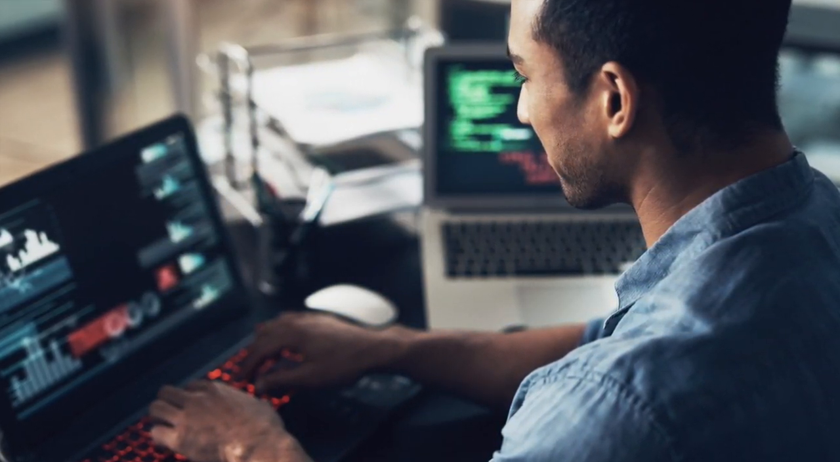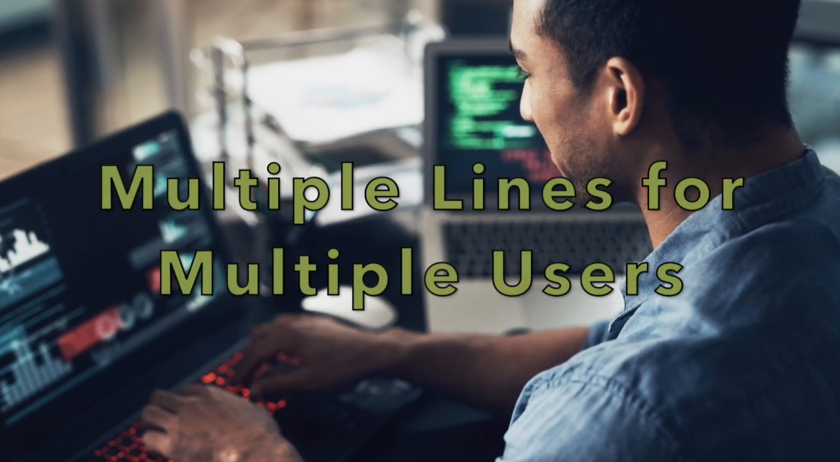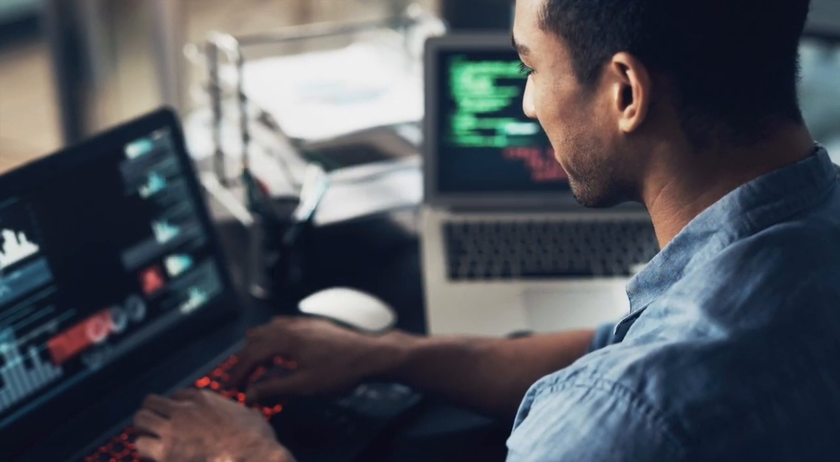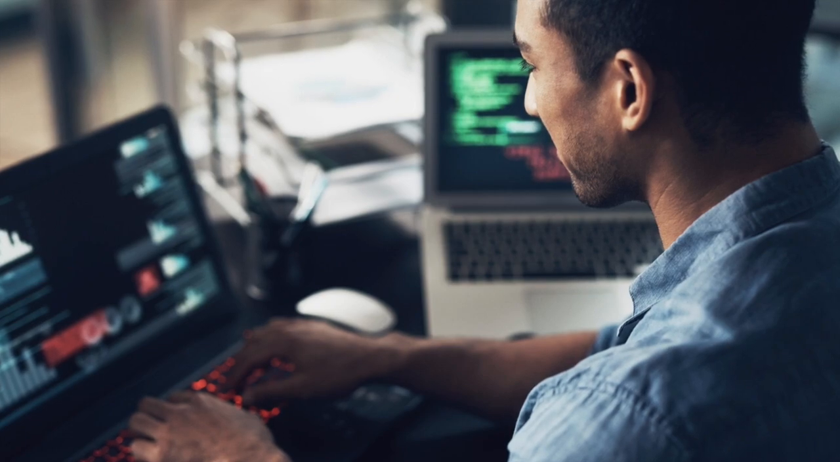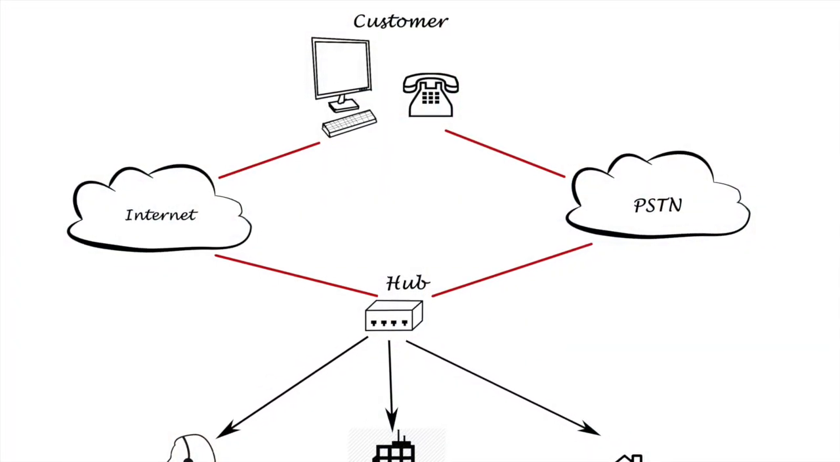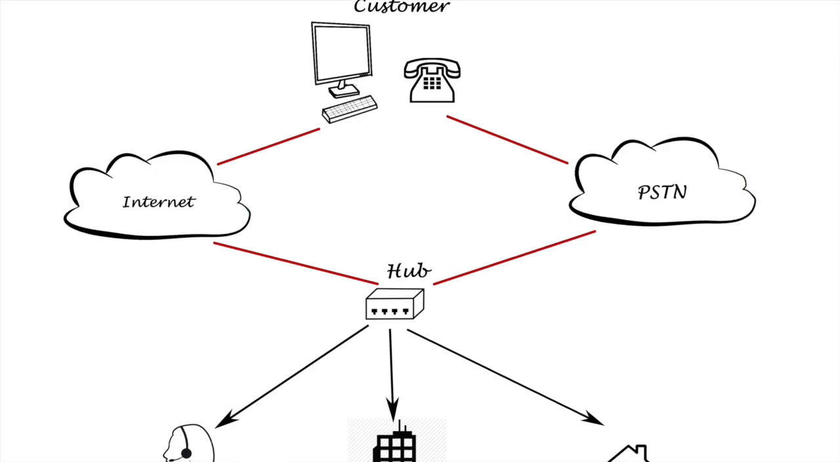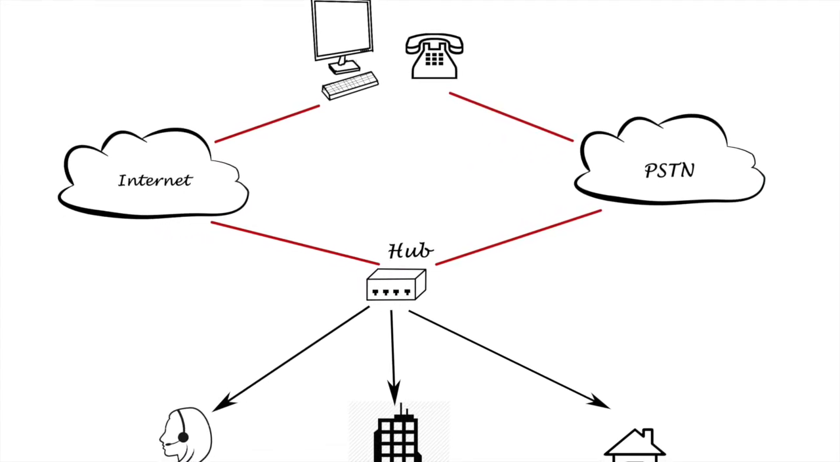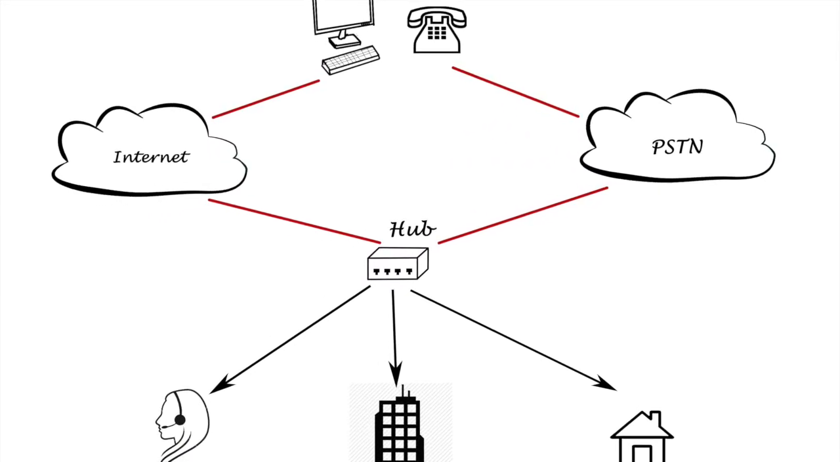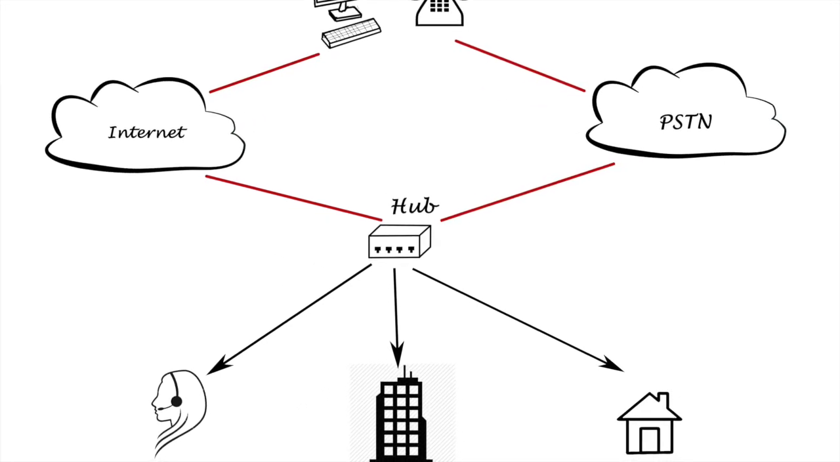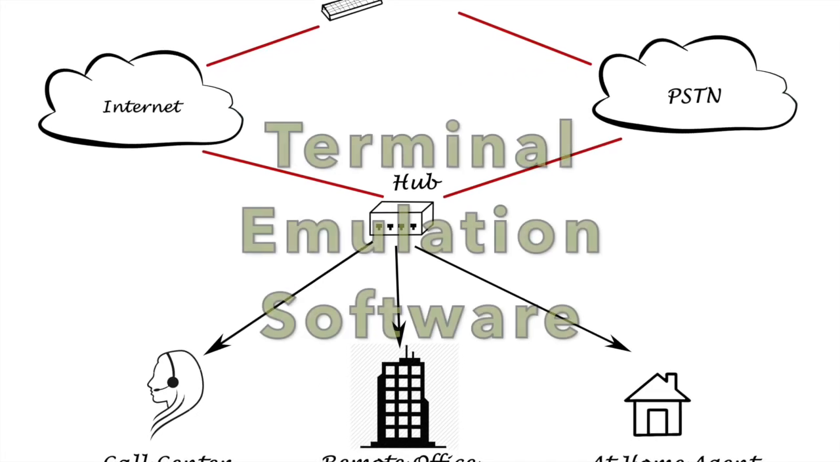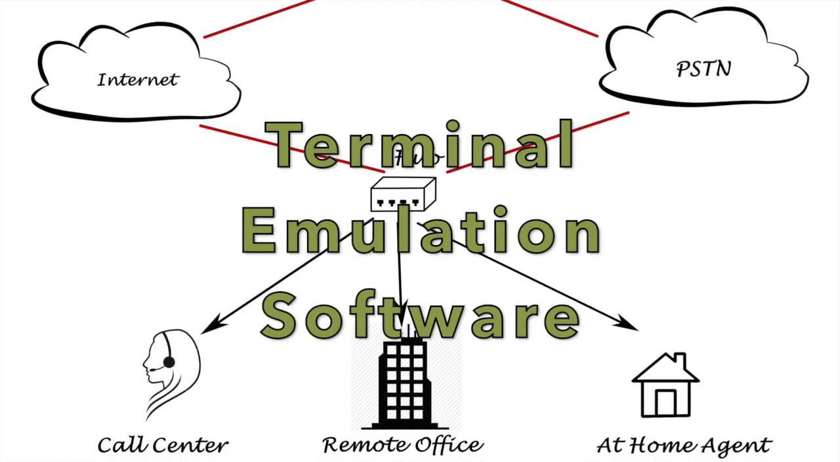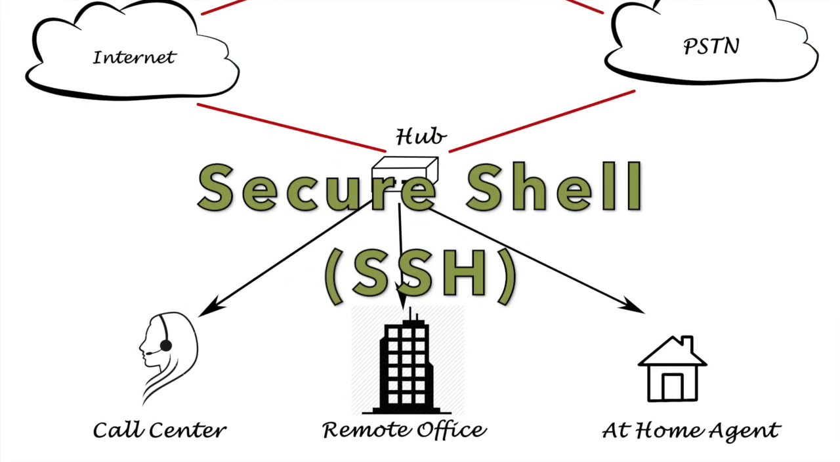Direct dial connections require multiple lines for multiple users to connect, and are limited by the bandwidth available on the PSTN. However, because this is a direct connection, security isn't an issue. Also, it does provide enough bandwidth for accessing and configuring devices such as routers and switches using terminal emulation software like Telnet and Secure Shell, SSH.